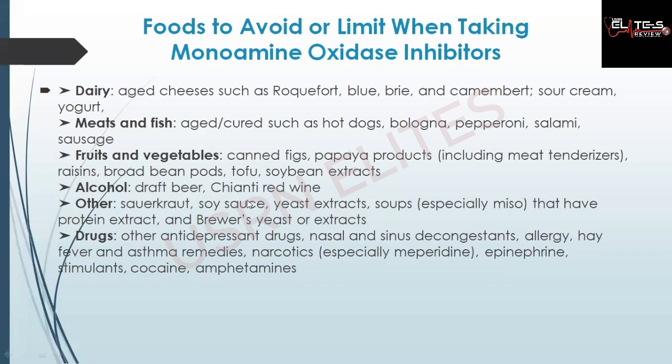Another example of the bad cheeses for the MAOIs: Roquefort, blue cheese, brie cheese, and camembert. I can't give an exact list, but these are examples of the bad ones. If you see any other cheese, you can Google from your end and see. You will see that some cheeses are allowed. But the ones written here are the worst ones that they shouldn't take, no matter what.